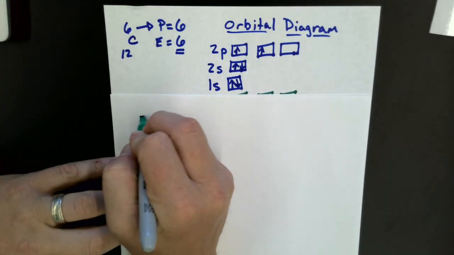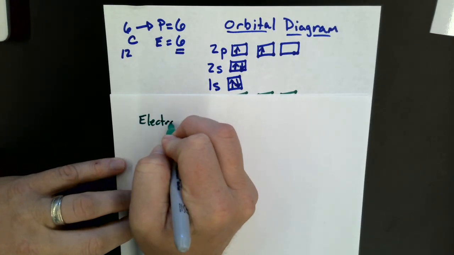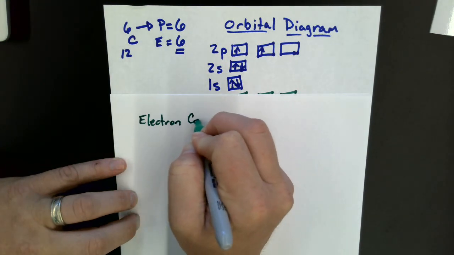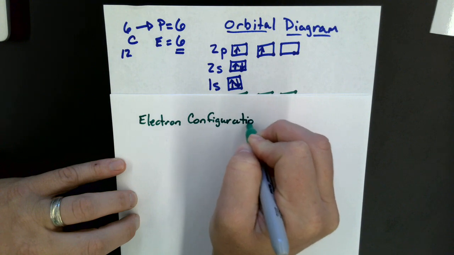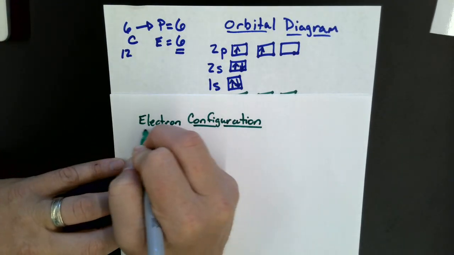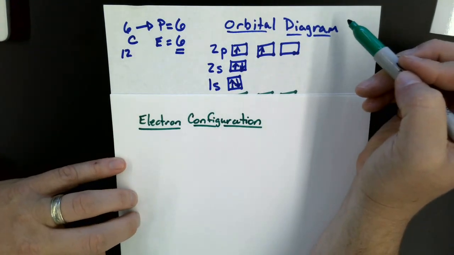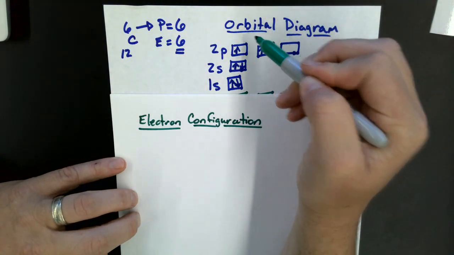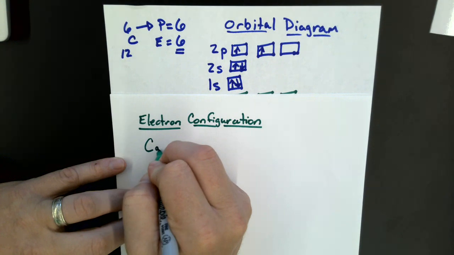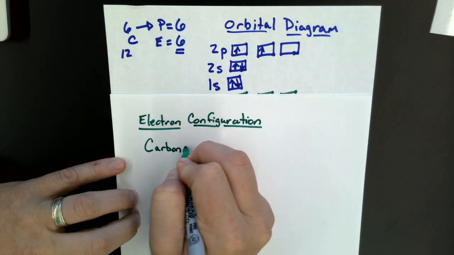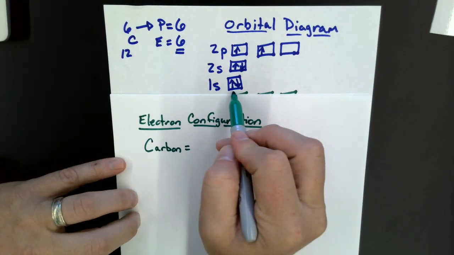So again, this is our electron configuration. The orbital diagram is the actual drawing of the boxes and the electrons. The electron configuration for carbon would simply be, what did we fill out?